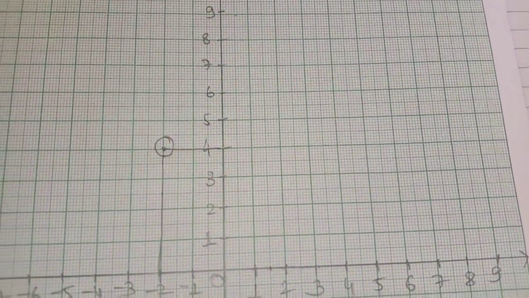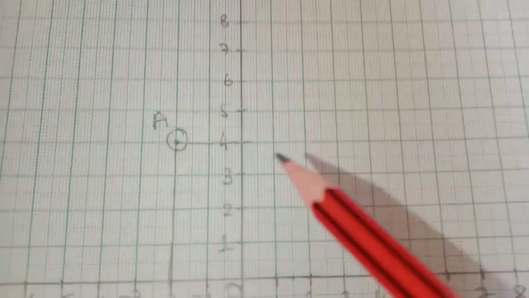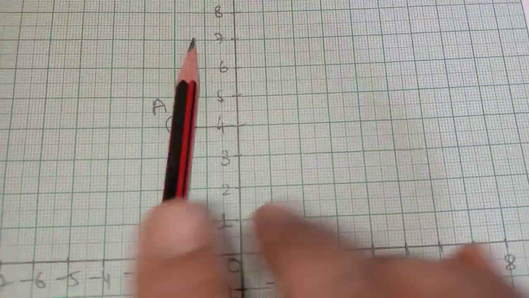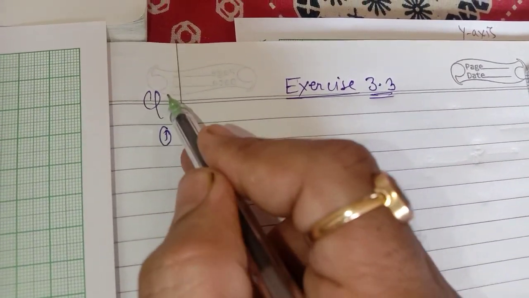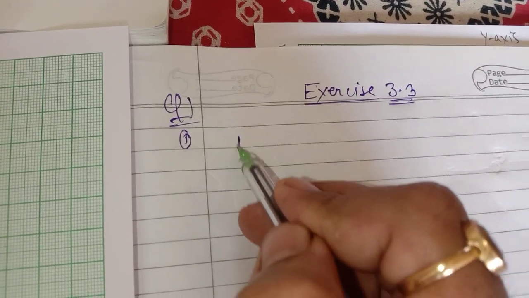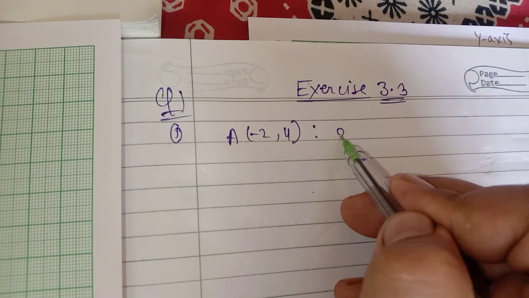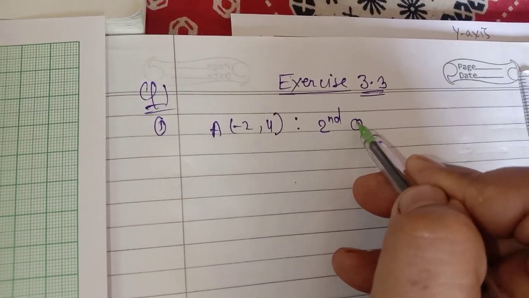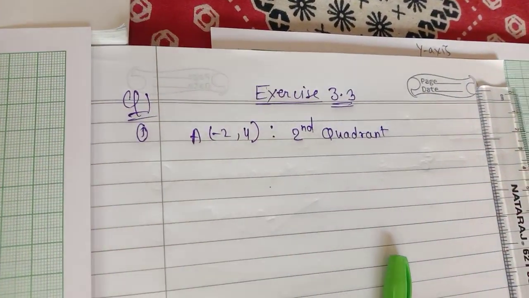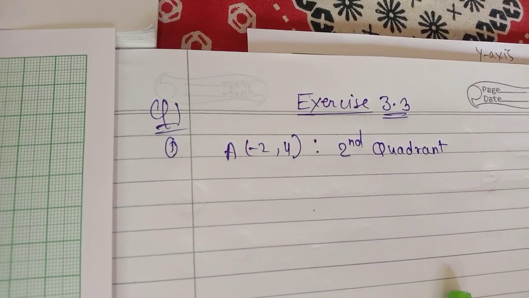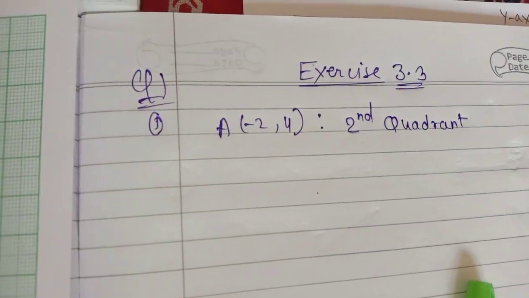So do one thing: give it the alphabetical name A. A is (-2, 4). So I will write here. Question number 1, I will write like this, and you have to write the same way: A (-2, 4), and the verification is, right here, second quadrant. What will you write? Second quadrant. Clear? This way you have to write second quadrant. Understand? So let's move to the next one.